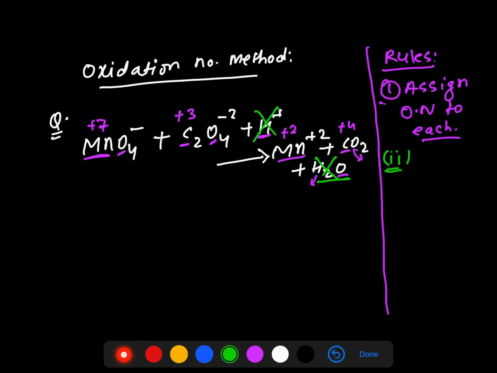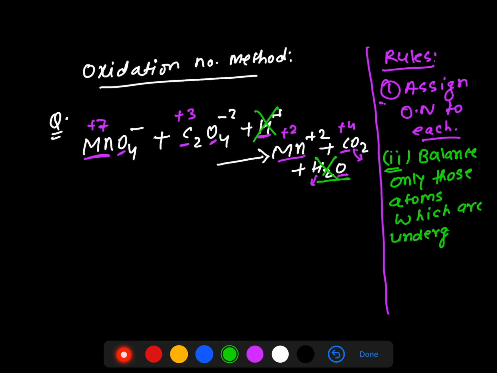Second, you will balance only those atoms which are undergoing change in oxidation number.